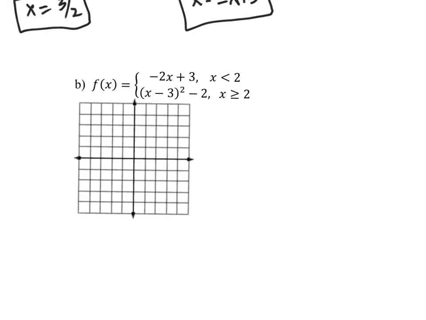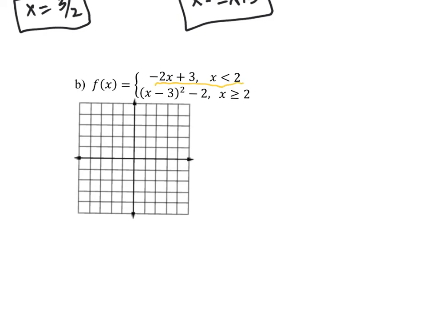Okay, let's go ahead and consider one more piecewise defined function because these are a little bit strange and they take some getting used to. Okay, f of x equals negative 2x plus 3 when x is less than 2, and then f of x equals quantity x minus 3 squared minus 2 when x is greater or equal to 2. Okay, it doesn't matter which one you want to do first. I think I'll just work on the line first, and I think I will overdraw it and then I'll erase the parts I don't need later.